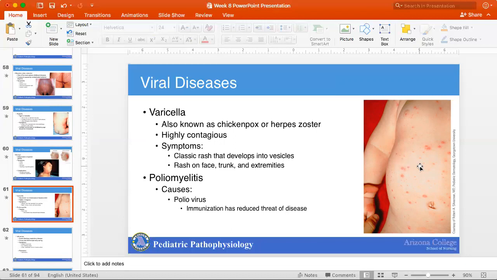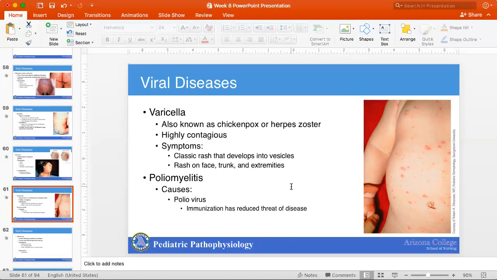Typically, it's highly contagious, but it's typically not life threatening. It's just very uncomfortable. But there is an immunity to it once you've had it. But now they have vaccinations, which can protect the child from getting it without having to do that.